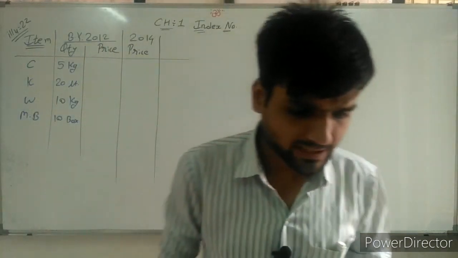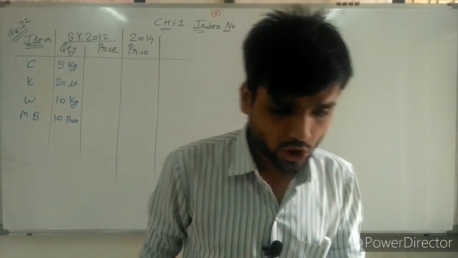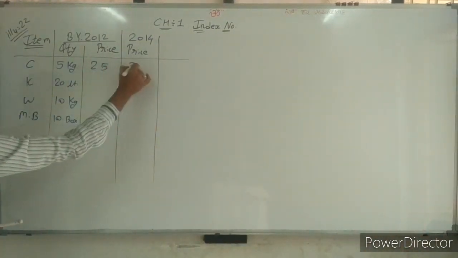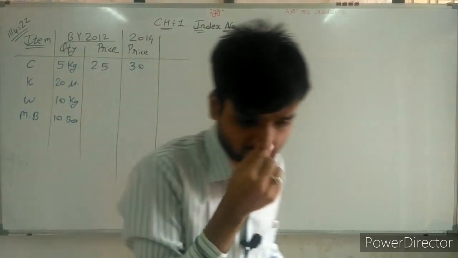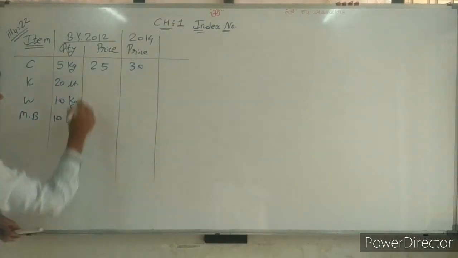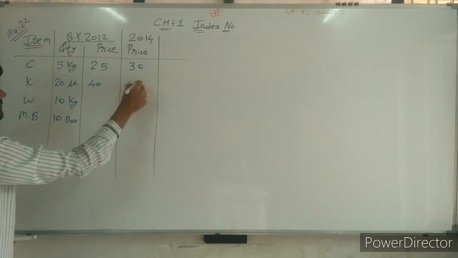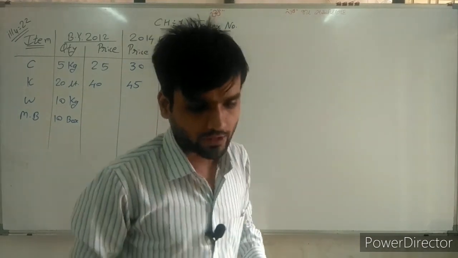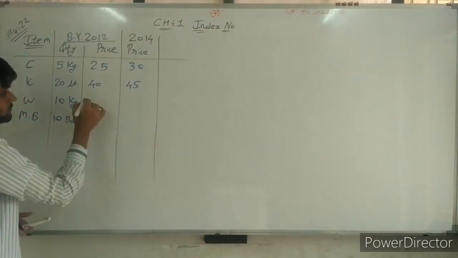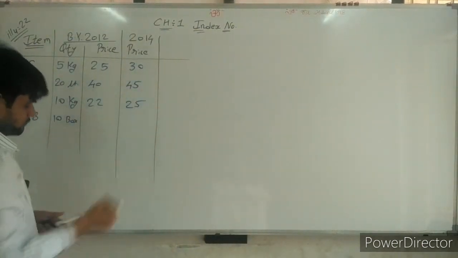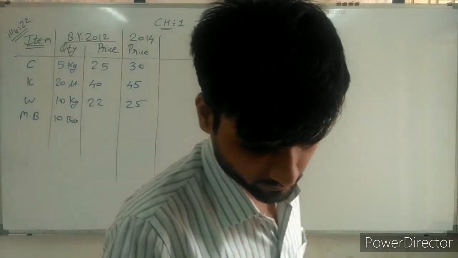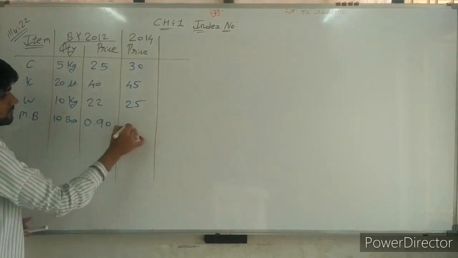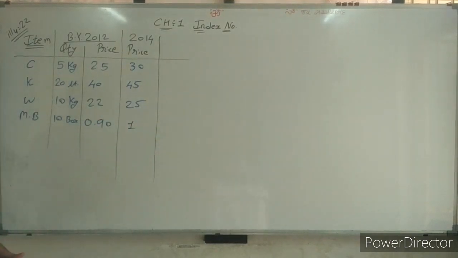So now I am writing prices, that is 25, 30, 40, 45. This is per unit price, so don't worry about it. 20 to 25. 0.90 and 1. So these are the prices which are available.